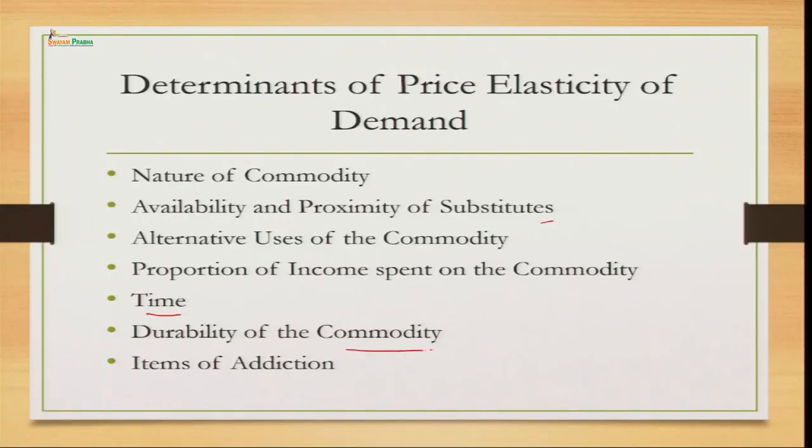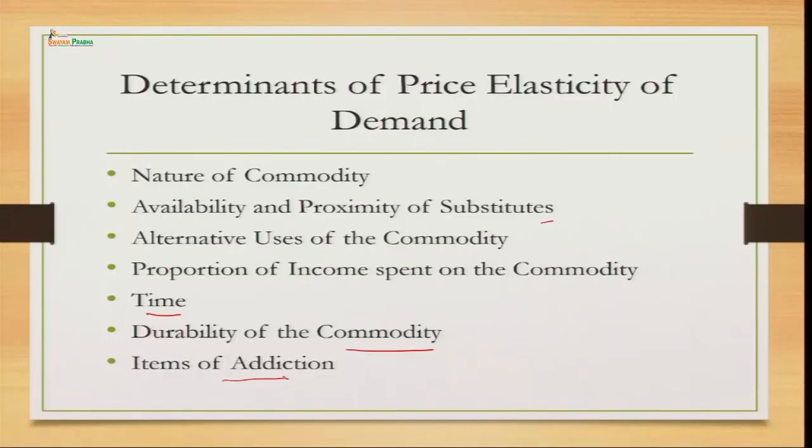Then we have durability of commodities. Yes, the commodities which are of recurring nature, which we demand again and again, are of inelastic nature. Whereas durable consumer goods have demand of elastic nature, because we are not demanding them again and again. So whenever we demand them, we usually refer to their prices, and we can also shift their demand for a period of time. That is why the demand for durable consumer goods is of elastic nature, whereas the demand for those goods which we demand again and again is of inelastic nature.